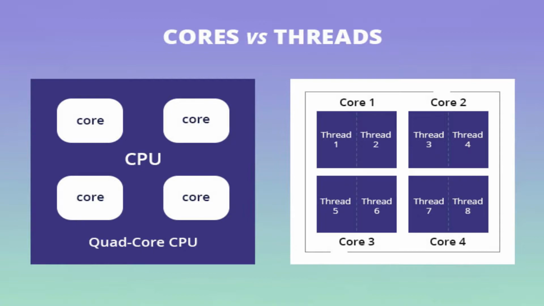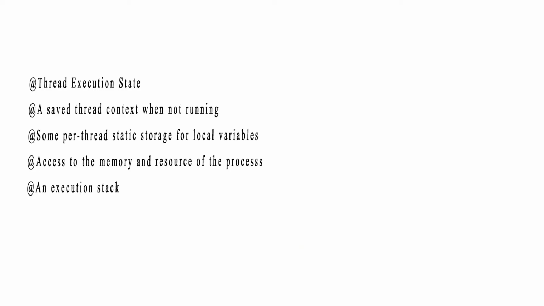The thread that we're going to discuss today contains the following attributes: thread execution state, a saved thread context when not running, some per-thread static storage for local variables, access to the memory and resources of the process, and lastly, an execution task stack. Those are the attributes that a thread contains.